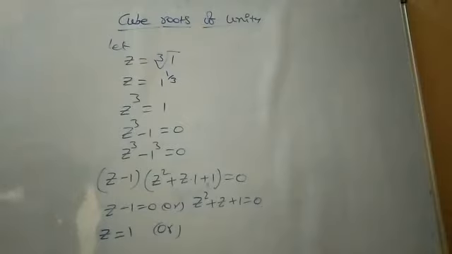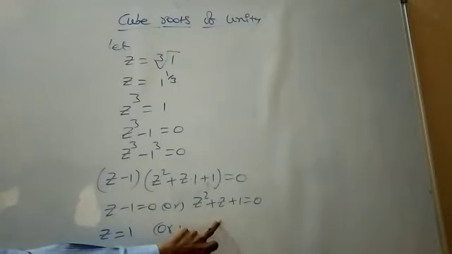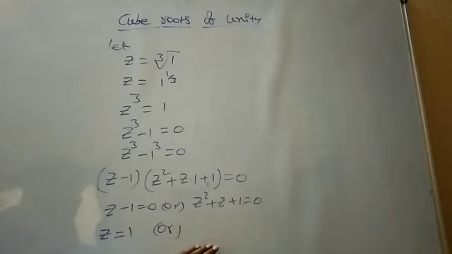It is a quadratic equation in terms of z. How to find roots of a quadratic equation? Here find b square minus 4ac. It is less than 0. It means it is having imaginary roots. Okay. All a, b, c are real numbers. Okay, it is having complex conjugate roots.